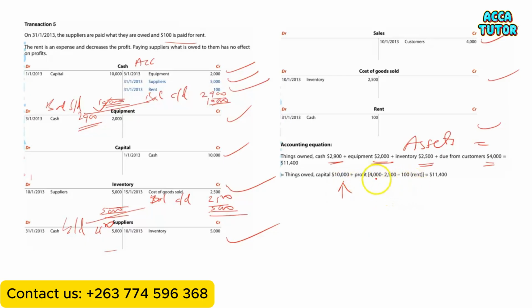Remember, the profit is going to be the sales, 4,000, minus the cost of sales. These are the cost of sales, the COGS, right? The cost of the inventory that was sold, 2,500. So that we get the profit there, less the rent which was paid. So this is going to give us the profit there. And if we do the mathematics, 10,000 plus 4,000 minus 2,000 minus 100, we should come to 11,400.